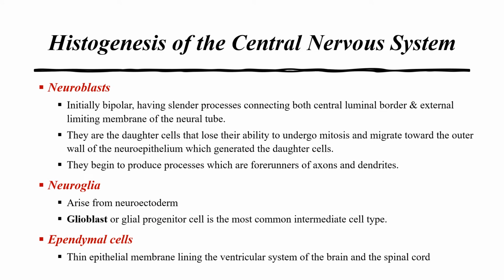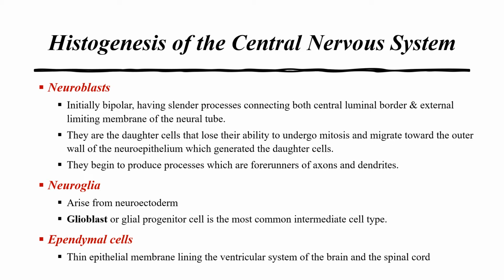So, next we have the neuroblasts. These are initially bipolar in nature. They do have slender processes connecting both central luminal borders and external limiting membrane of the neural tube. They are also the daughter cells that lose their ability to undergo mitosis and migrate toward the outer wall of the neuroepithelium, which is generating the daughter cells. And they begin to produce processes which are forerunners of axons and the dendrites.